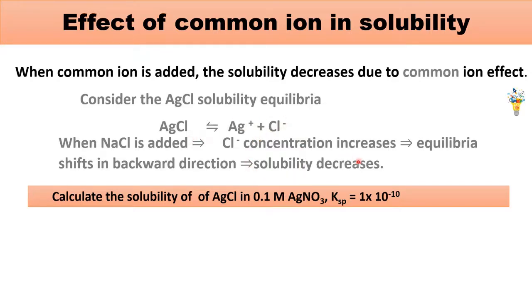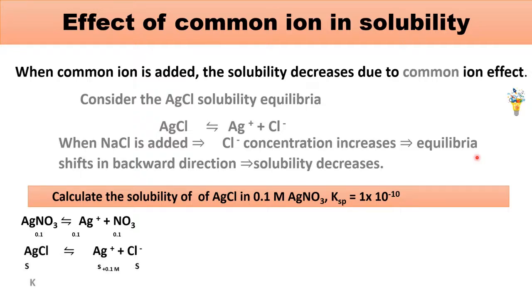In this problem, the Ksp in aqueous media is given, that is 1 into 10^-10. So the solubility S is 1 into 10^-5. AgCl is a 1:1 type, so S is equal to the square root of Ksp. So S is equal to 1 into 10^-5. When present in 0.1 M silver nitrate, what happens? Silver nitrate dissociates to give Ag+ and NO3- ions. So the concentration of silver ion is increased by 0.1, so the solubility is added to the 0.1 M.